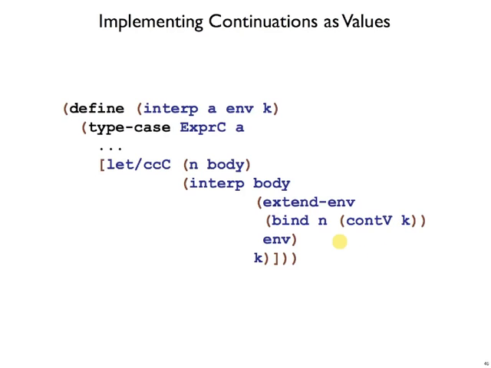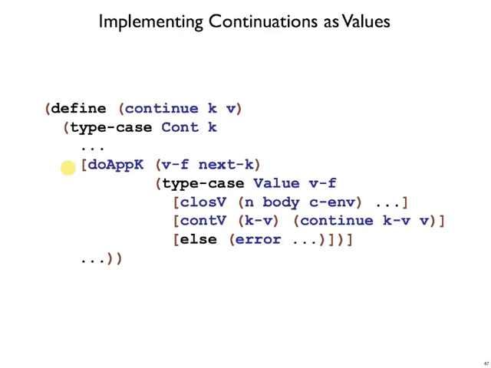Notice also that we don't have a new kind of continuation record. That's because in letcc, after we have interpreted the body of the letcc, then there's nothing more to do. That body is the result that we're looking for. The way we use a continuation value is in an application form.